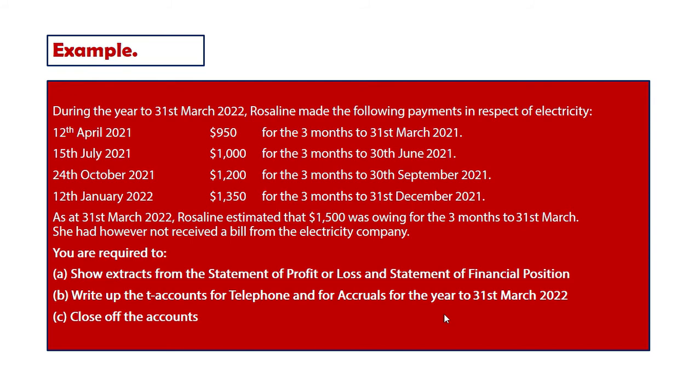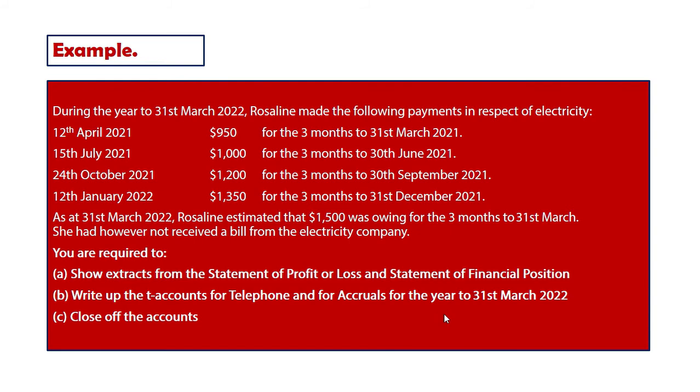But this payment is in relation to 3 months ending on 31st March 2021. What comes to mind? This payment does not relate to this year. So it means that this payment is for the accrual, which was left in the previous year. Next payment, 15 July 2021, $1,000 for 3 months ending 30th June, which is April, May, June. It fits into this year. 24th October 2021, $1,200 for the 3 months to 30th September 2021.